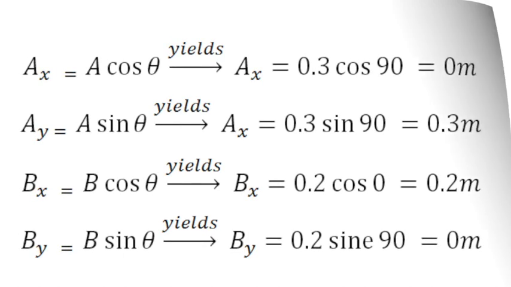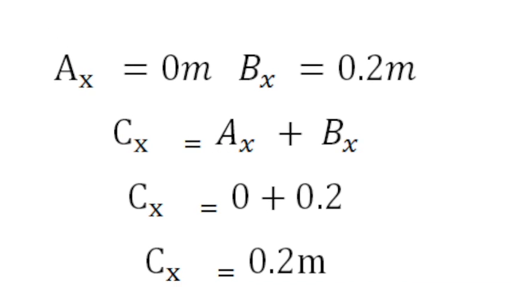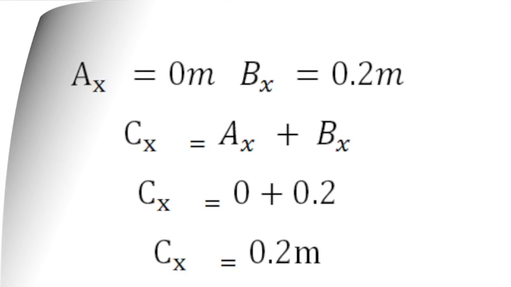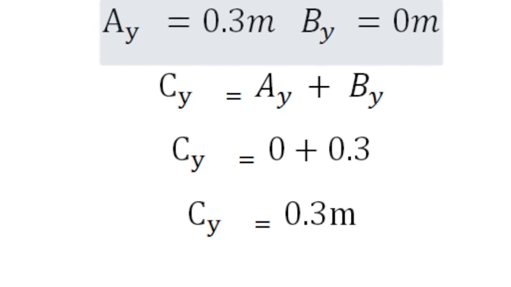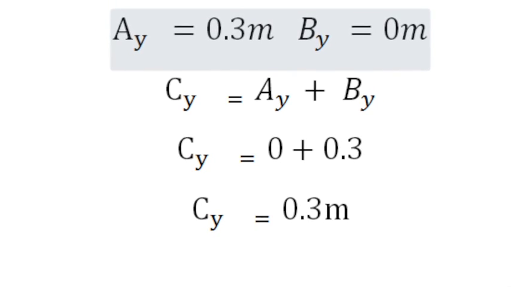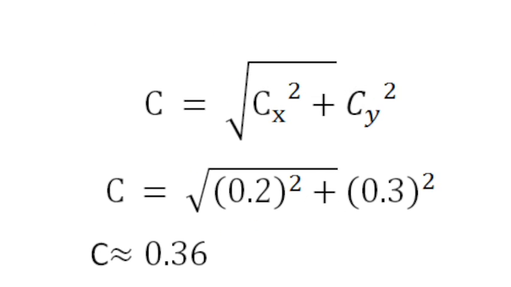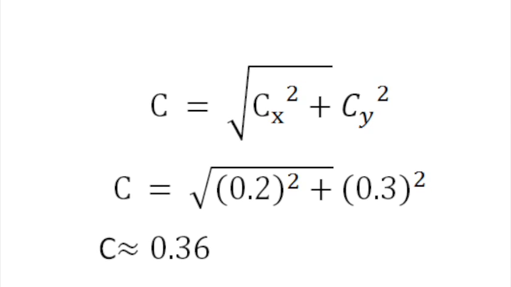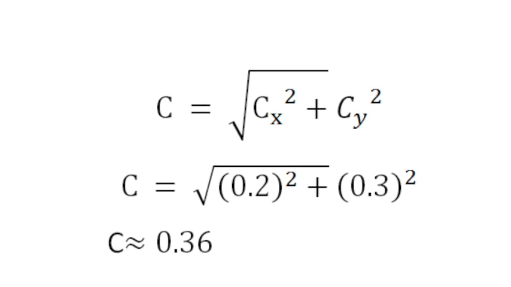Once you find each, you add the x components of A and B to get the x component of C. And then you add the y components of A and B to get the total y component of C. And to find the total value of C, you use the square root of Cx squared plus Cy squared.